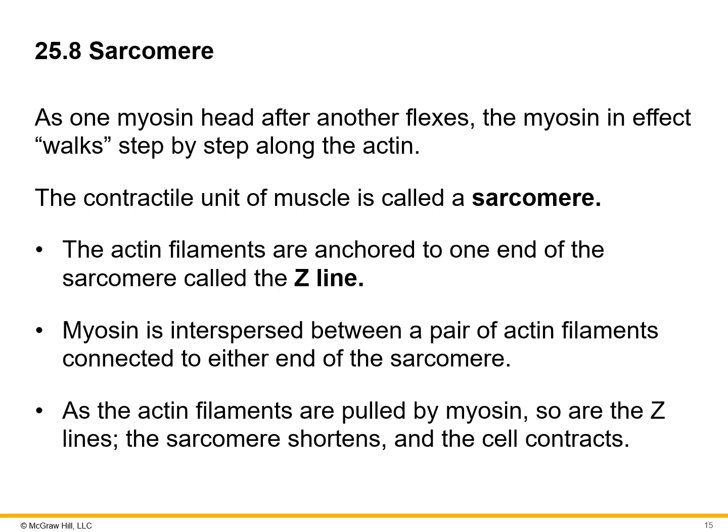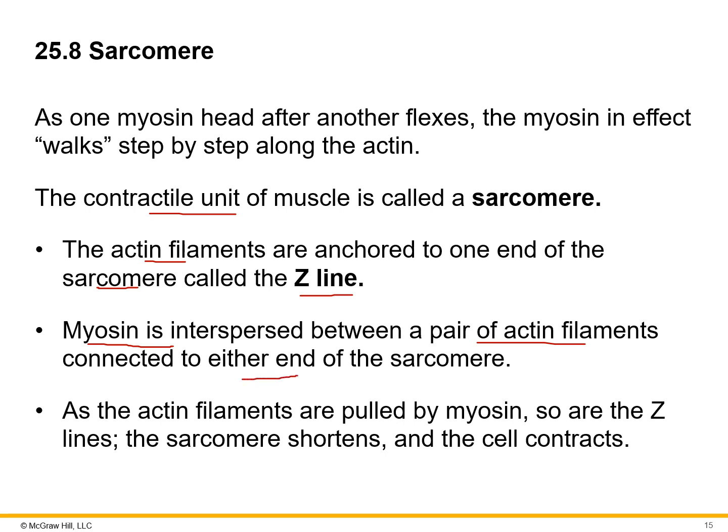So the unit called a sarcomere here is what's referred to as the contractile unit of the muscle. Within this, the actin filaments are anchored to one end of the sarcomere, and that anchoring end is called the Z-line. We'll see a picture here in a second. And then myosin is interspersed between pairs of actin filaments, and those can be connected on either end of the sarcomere.